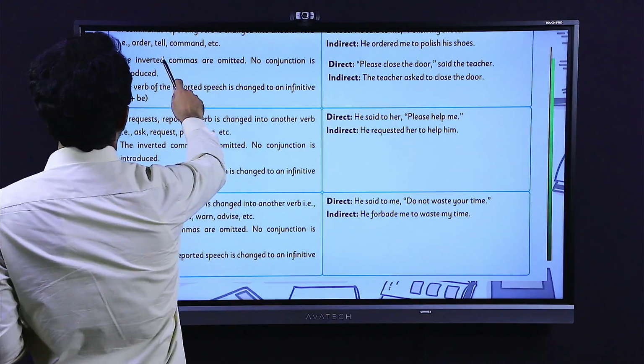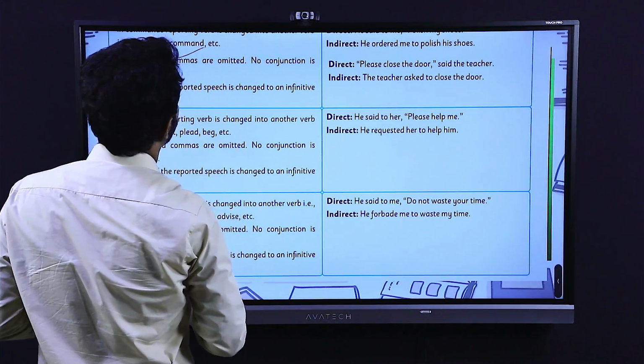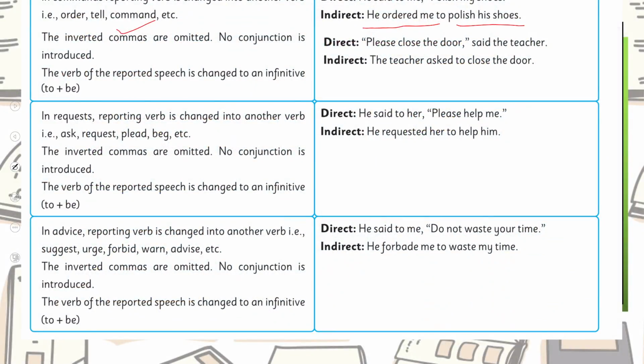So here again we have some rules. He ordered me to polish his shoes. Please close the door, said the teacher. Now let's take this one. Please close the door, said the teacher. The teacher asked to close the door. We removed please and we actually converted it into asked to.